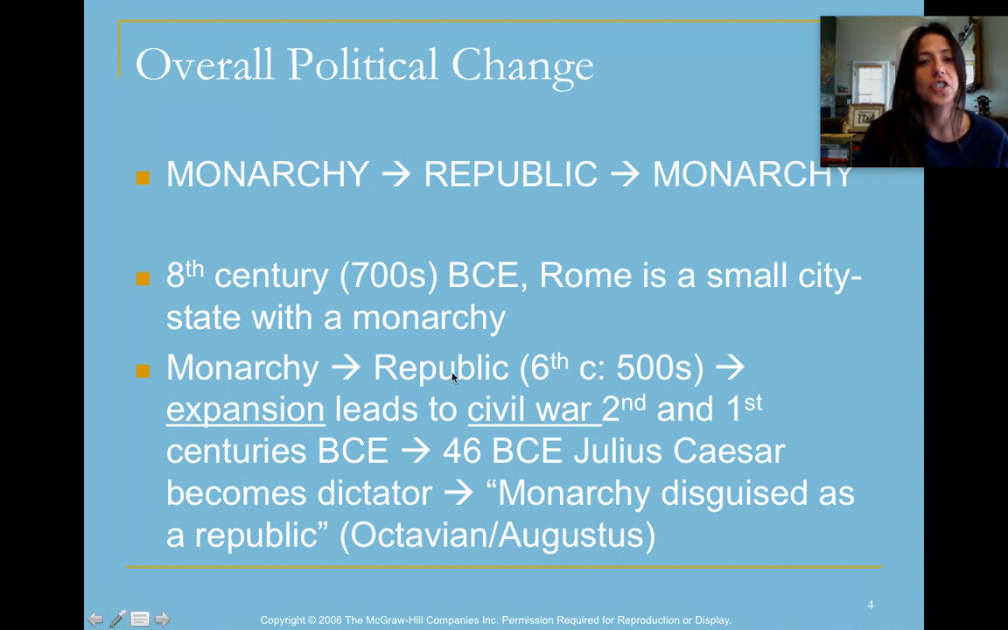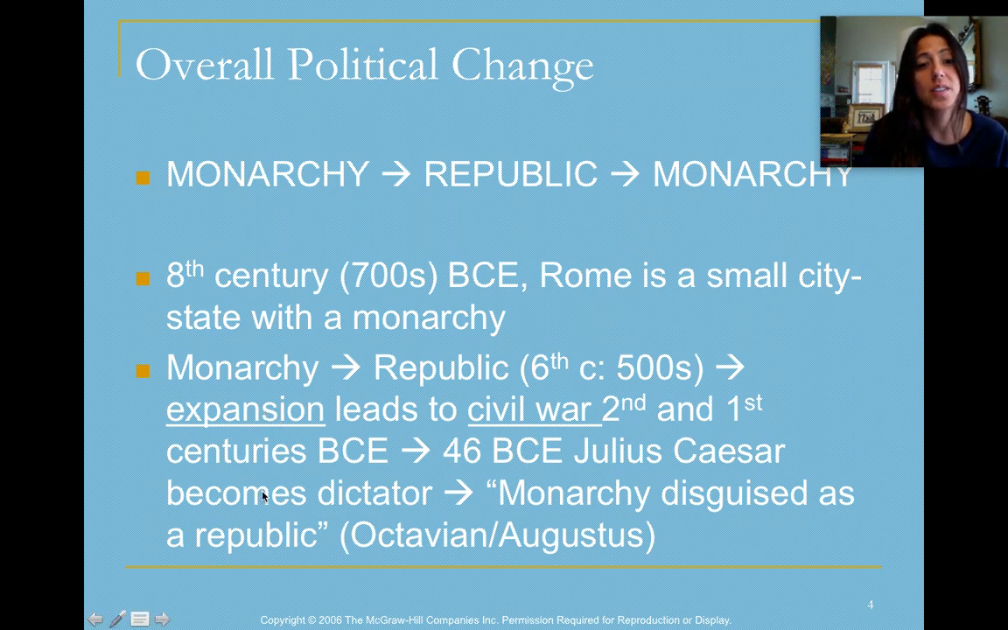Then we're going to see that shift to a republic in the 6th century, so that's the 500s. And they're going to expand quite a lot. That means they're going to get larger and take over new lands. And that is going to lead to civil war because that new land is going to end up in the hands of the wealthy, which aggravates the poor because it's going to increase social tensions. I'll talk about that later. That's between the 2nd and 1st centuries.